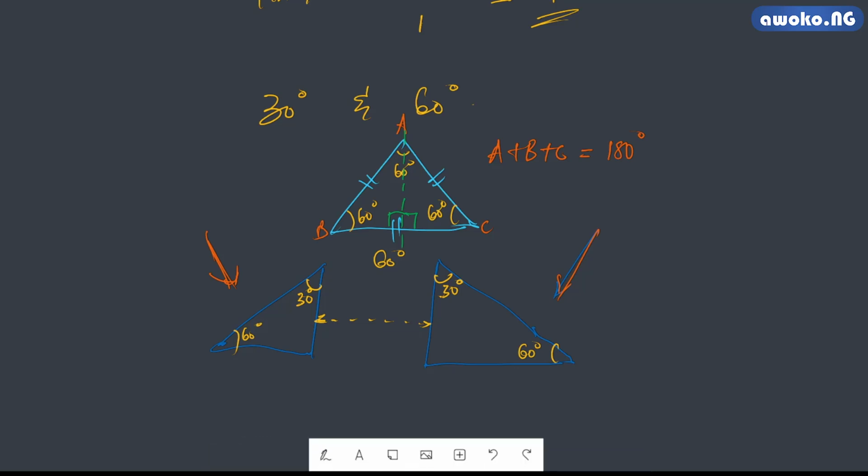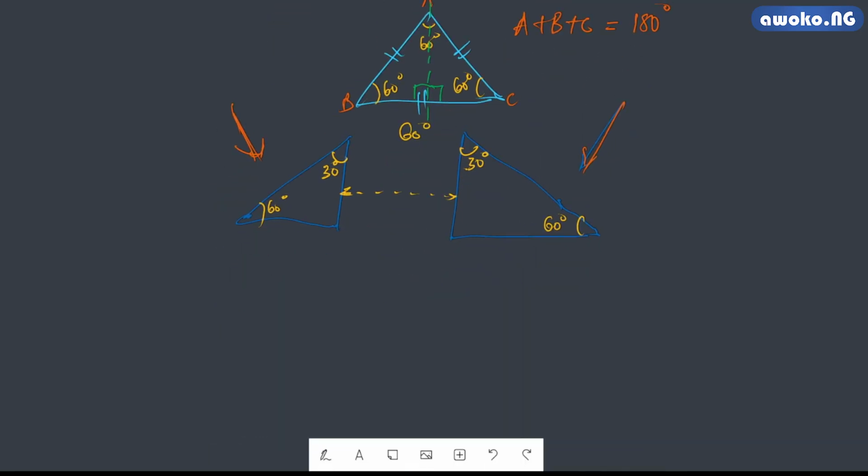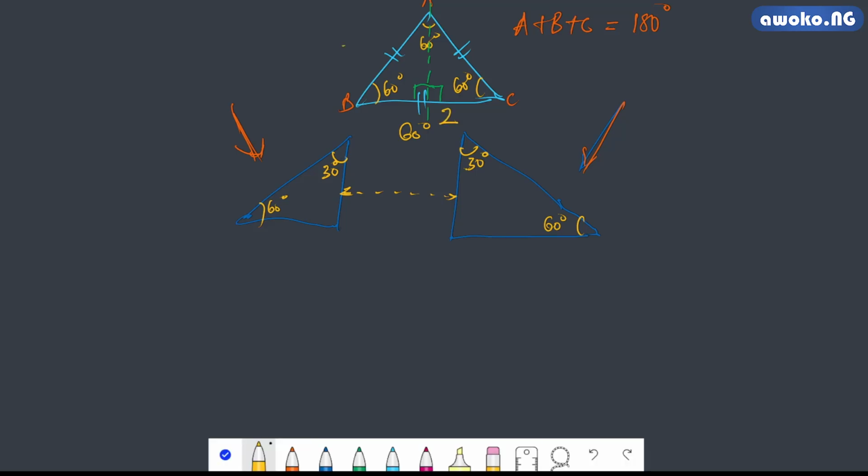Now, the assumption that we will consider for the angles 30 and 60 degrees will be that the sides of this triangle have two units. That is, of the equilateral triangle, this is 2, this is 2, and this is 2.